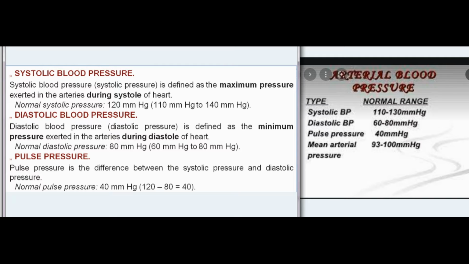Diastolic blood pressure, or diastolic pressure, is defined as the minimum pressure exerted in the arteries during diastole of the heart. Normal diastolic pressure is 80 mm Hg, range 60 mm Hg to 80 mm Hg. Pulse pressure is the difference between the systolic pressure and diastolic pressure. Normal pulse pressure is 40 mm Hg: 120 minus 80 equals 40.